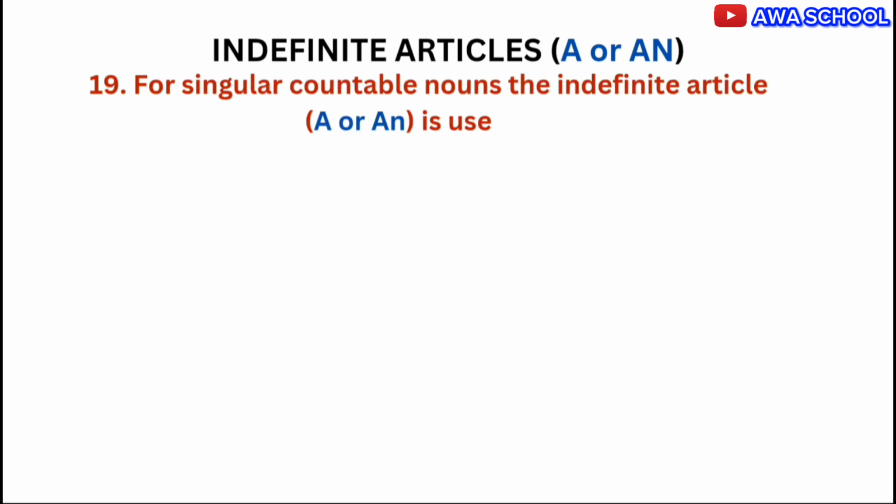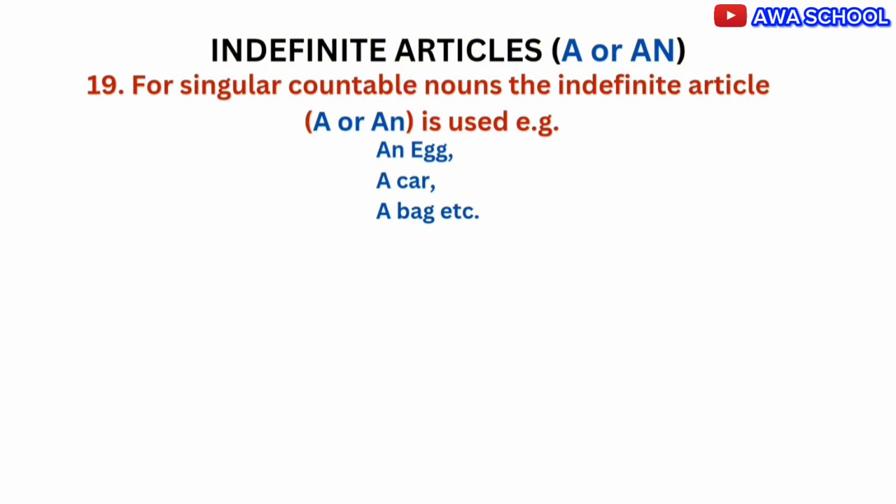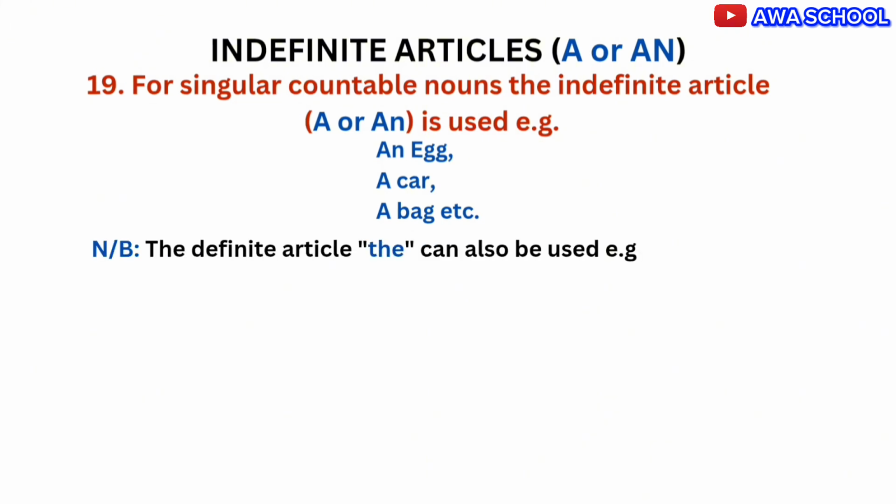For singular countable nouns, the indefinite article a or an is used. Example, an egg, a car, a bag, etc. Exactly. Also note, for singular countable nouns, the definite article the can also be used. Example, the egg, the elephant.